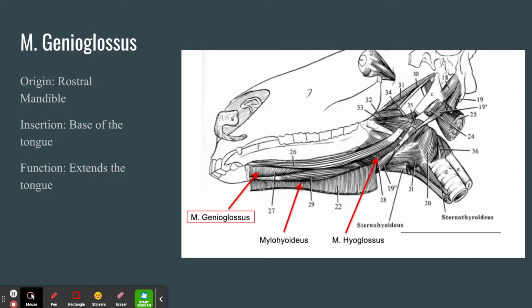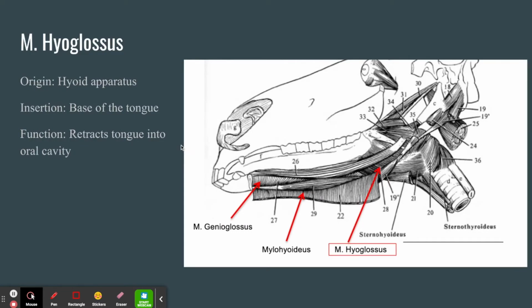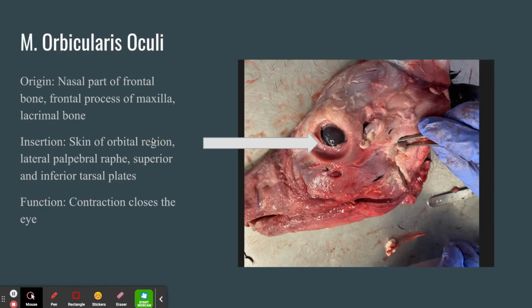And then you have the genioglossus, which has origin at the rostral mandible, and its insertion at the base of the tongue. The function is that it extends the tongue. Then you have the hyoglossus, which has its origin at the hyoid apparatus and insertion at the base of the tongue. Its function is that it retracts the tongue into the oral cavity.